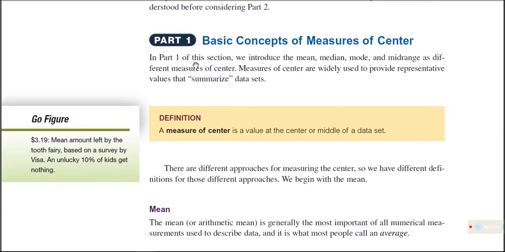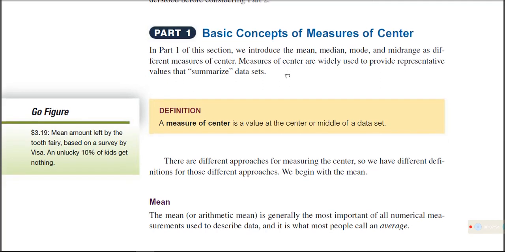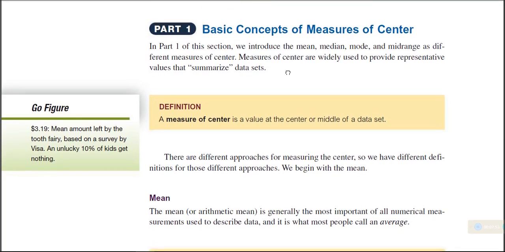So, in part 1 of this section, we introduce the mean, median, mode, and mid-range as different measures of center. Measures of center are widely used to provide representative values that summarize datasets. So, itong mga measure of center na 'to, ito 'yung mga statistics that we expect to give reliable representations for the whole population. So, 'yung mga sample statistic natin dito ng center, dapat clearly mare-represent niya kung ano talaga 'yung behavior ng buong population. So, how can we make sure that our center is a valid representation?